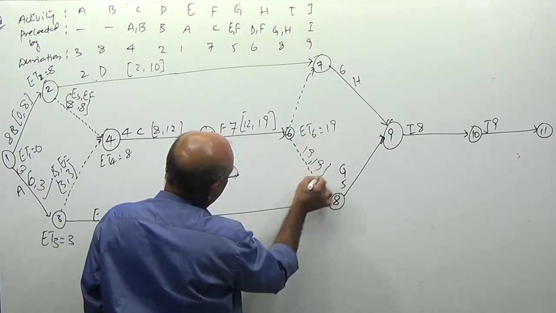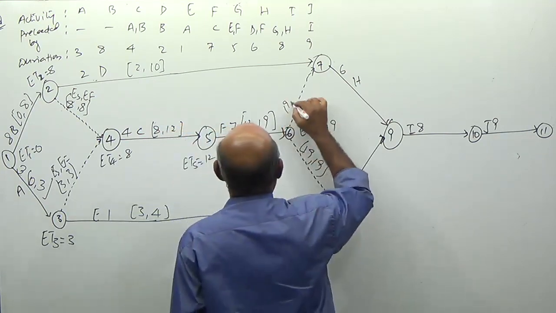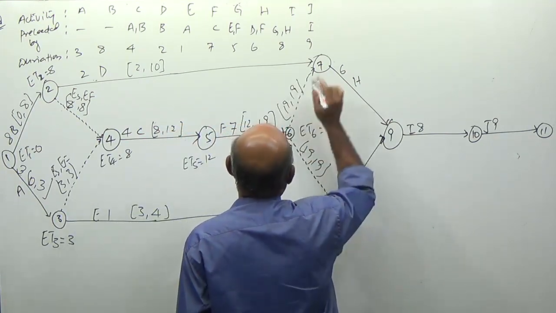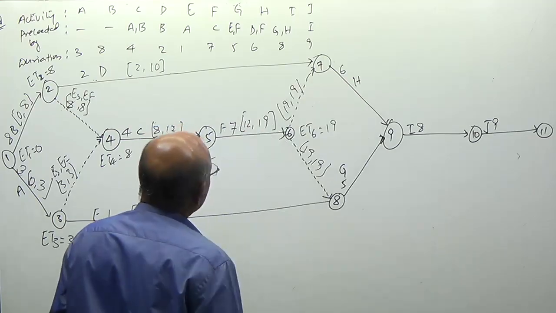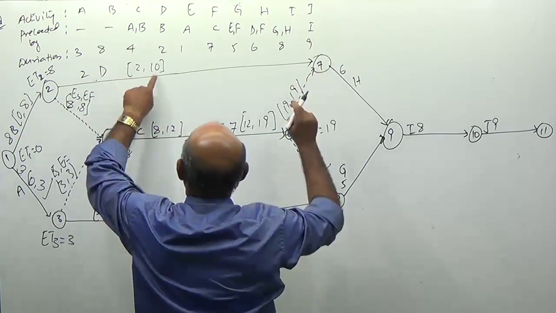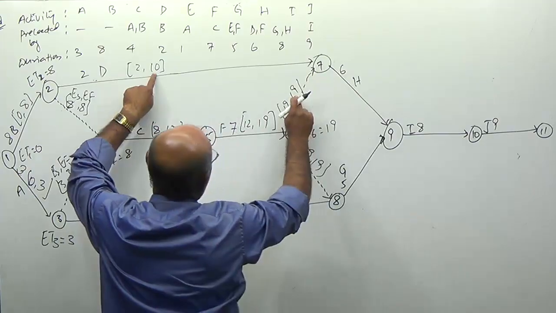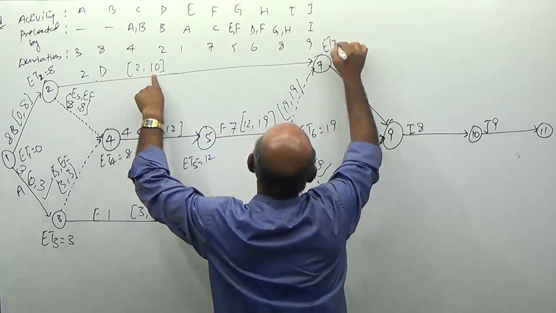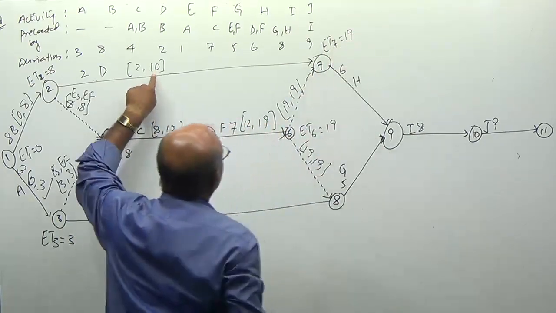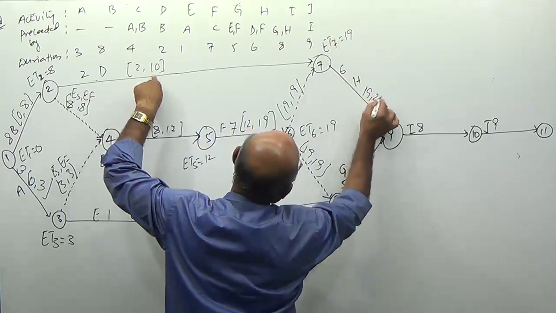Dummy activities are 19, 19. 7 is the merging node. At this merging node, maximum of these two timings 10, 19. Earliest timing of 7 is 19. 19 plus 6 is 25.